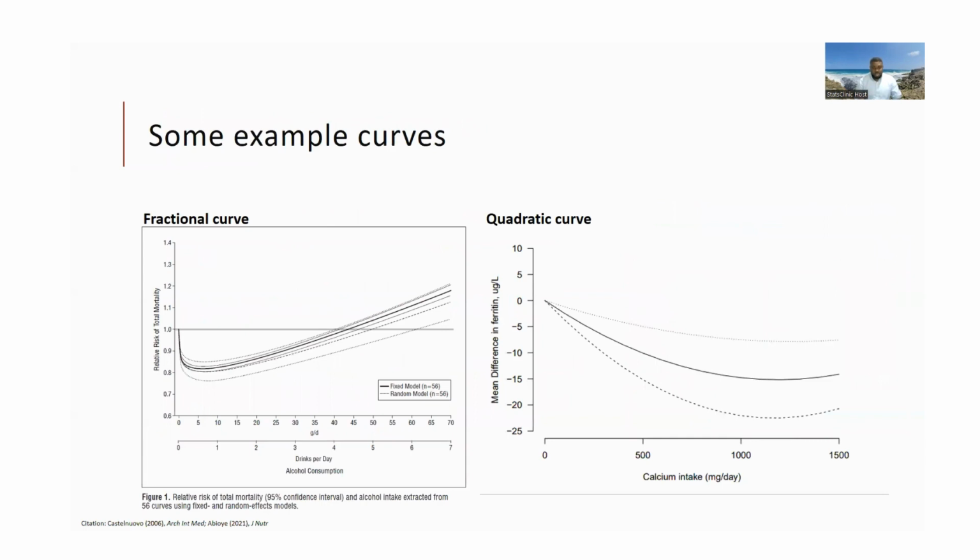And these are just some examples of curves, right? This is a fractional curve. This is a quadratic curve, right? If you look at the graph on the left-hand side, this is a graph of alcohol consumption and mortality risk. On the x-axis is drinks per day, going from 0 to 7, and you can also look at it in terms of grams per day. On the y-axis is the relative risk, and this is 1, which is the reference, and you have the line of no effect.